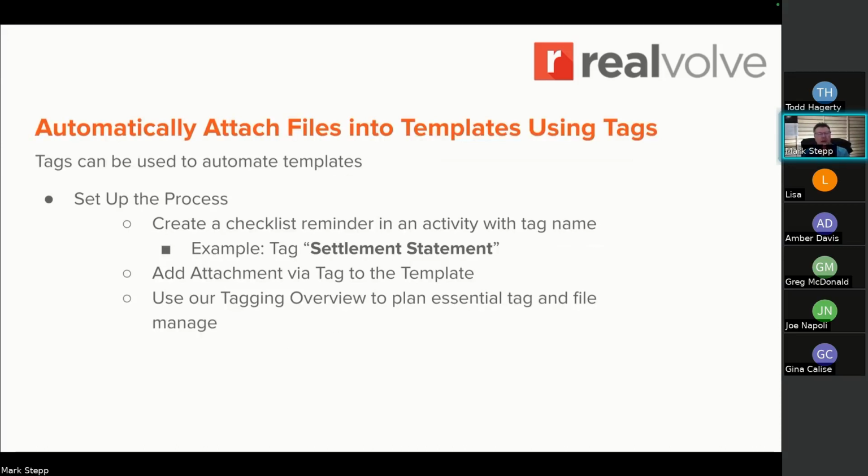Automatically attach files to templates using tags. This is so powerful, and kind of what I was talking about earlier. Tags can be used to automate templates. Whenever you create an email template of some sort that needs an attachment, whenever you go in to send that, you could click attach and manually attach it.